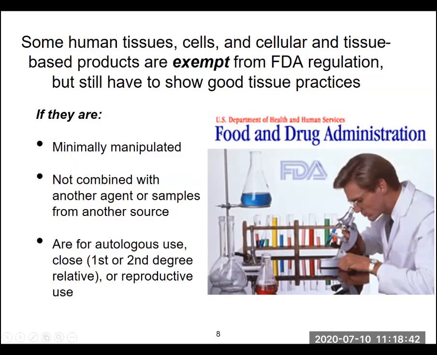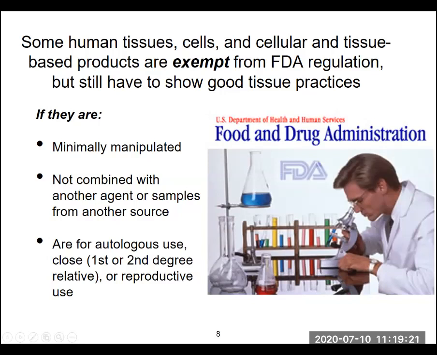And so you're not going to be changing them in some way. You're not changing their genetics or providing chemicals or doing something else to manipulate them in some way. They're not combined with another agent or samples from another source. So you can't take your stem cells that have been isolated from your body and combine them with embryonic stem cells, or with stem cells from another patient, or from a pig, or something like that. It's got to stay human stem cells, so we don't have the risk of zoonotic diseases, or ideally the risk of disease from another donor.